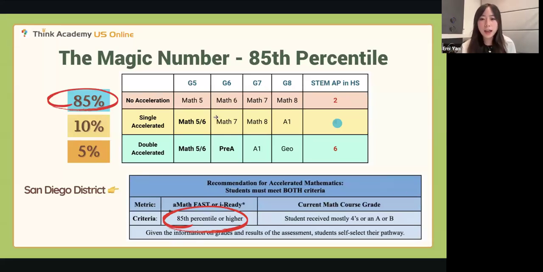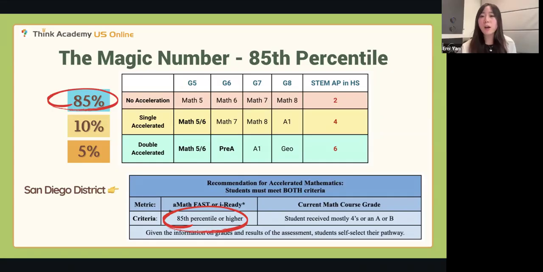So first of all, I got a table up there. So this table shows you once you get into the regular class, the single accelerated or the double accelerated, how many AP courses you're gonna finish in high school. All right. So for example, for a regular track, how many APs will you finish by the end of high school? It's gonna be 2 courses, right? And then for the single accelerated program, it's gonna be 4 AP courses by the end. And for the double accelerated, you will get 6 AP courses. So that is like a national average.